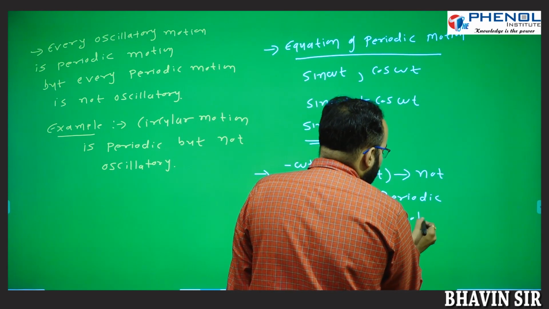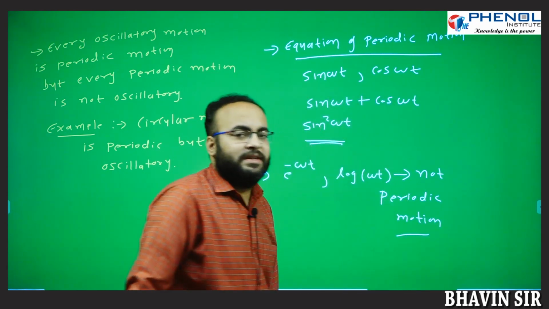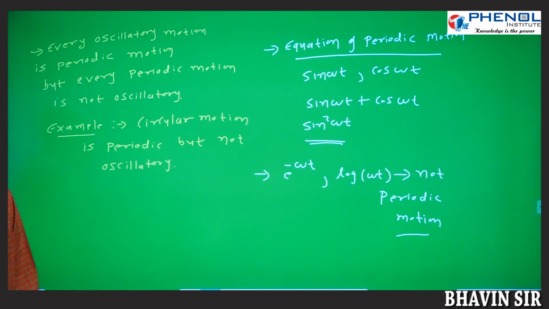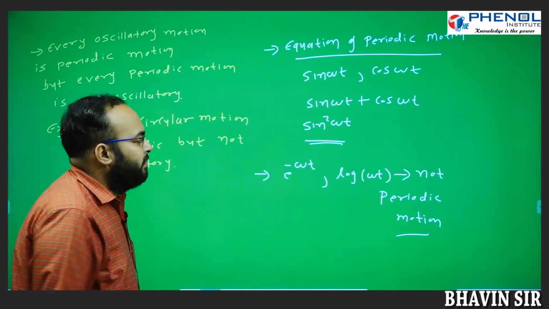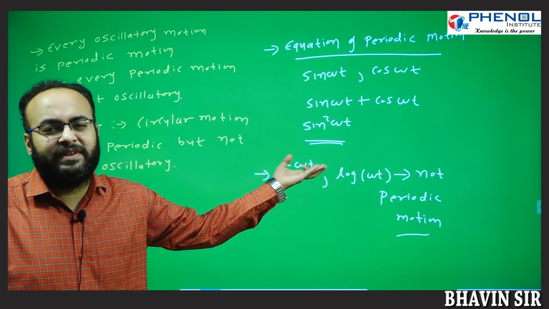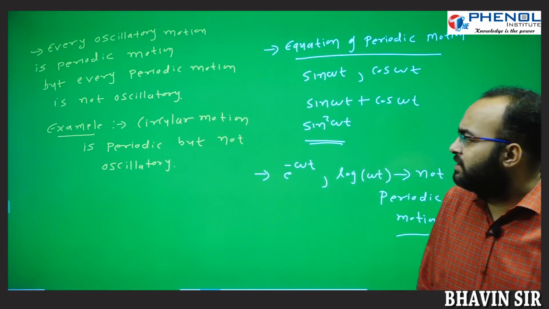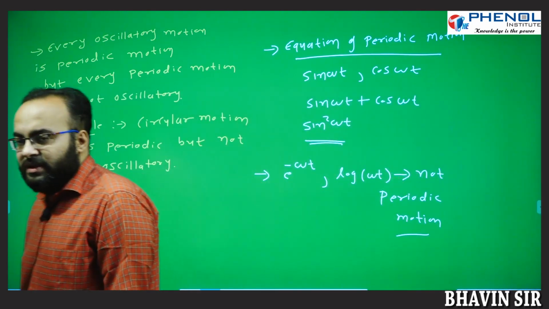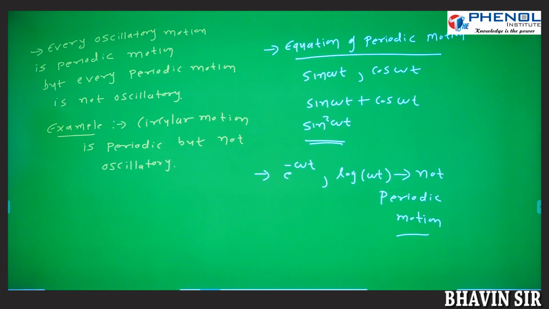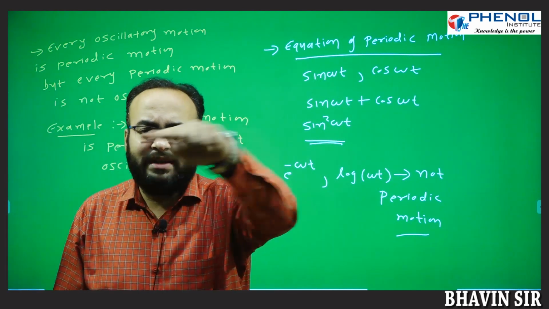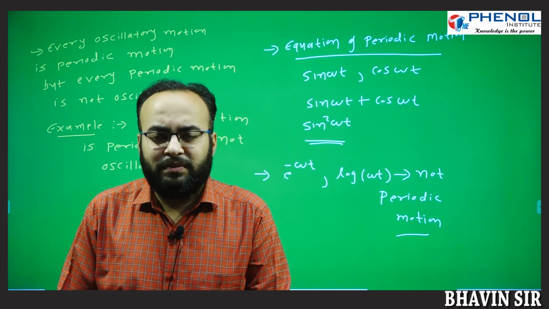Okay, periodic motion is always represented with either the function of sine or cos, or both, like sine omega t plus cos omega t. Without a trigonometric function, sine or cos, the equation is not periodic motion. So students, it is clear: in periodic motion the body repeats its path after a fixed interval of time.